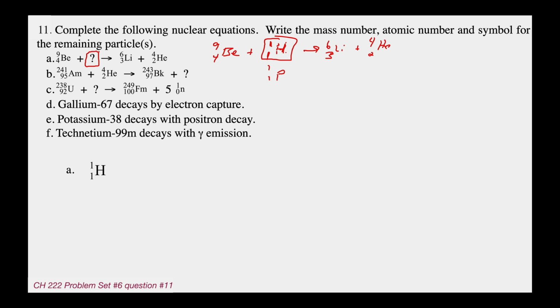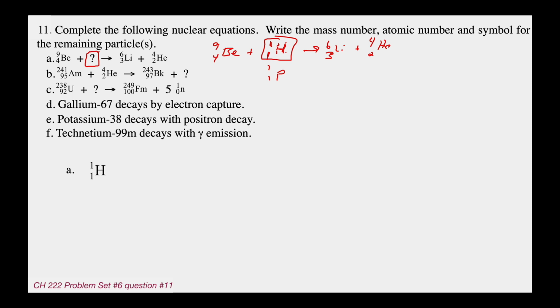You can call it a hydrogen, which is fine. If you want to call it just a proton, put a symbol P right there, that's awesome too. So that's how you do these problems, not too much magic about it. On B, same kind of thing, 95 plus 2, 97 equals 97 plus something.